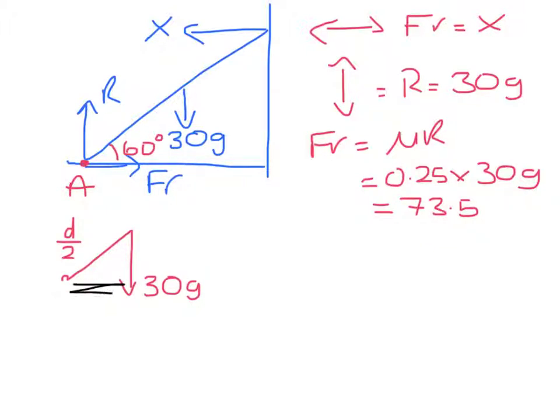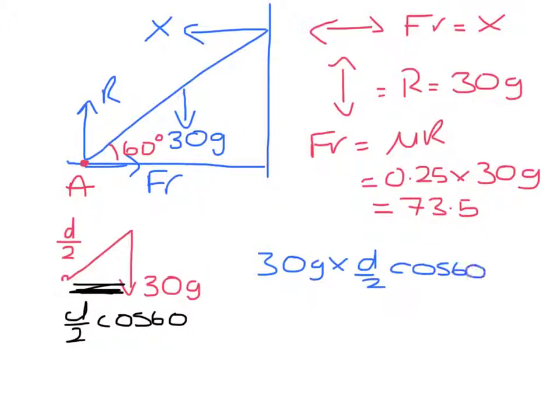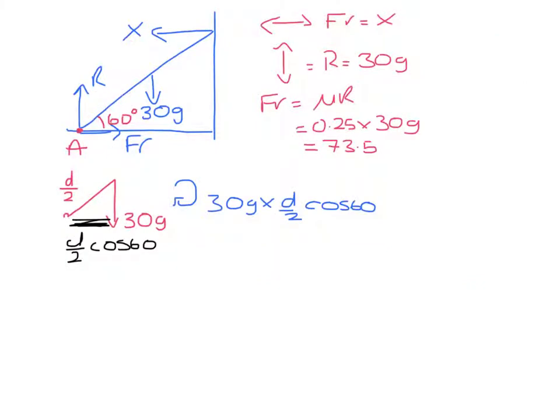The moment will be this distance here multiplied by the force, and that distance is D over 2 cos 60, and it's cos because it's beside the angle. So our moment is 30g times D over 2 cos 60. Then we have to decide what the direction of the moment will be, and this one is going in a clockwise direction.